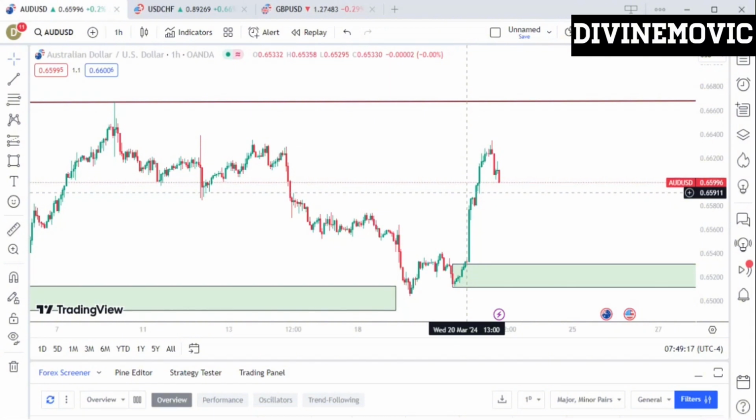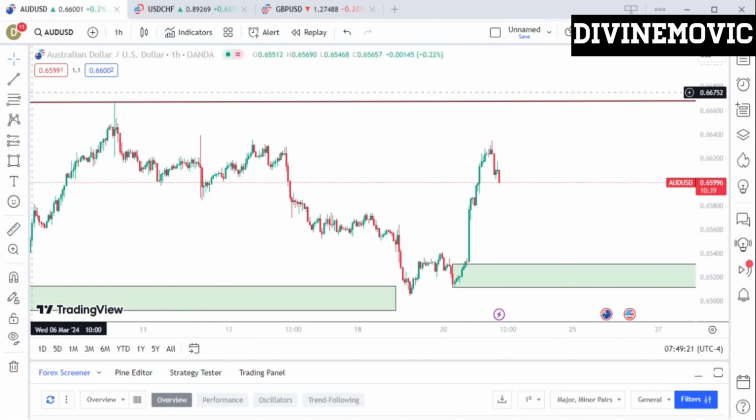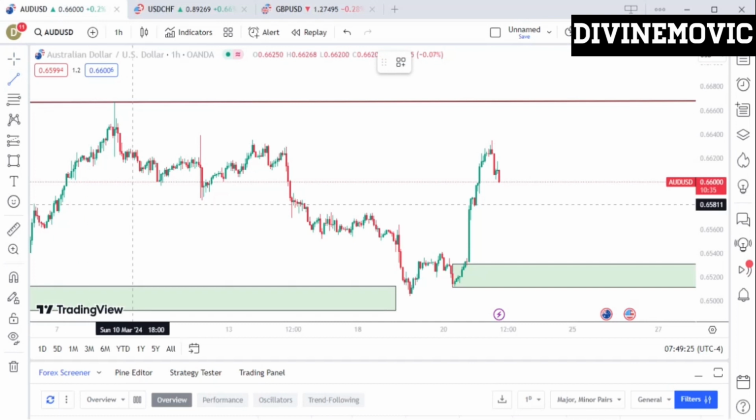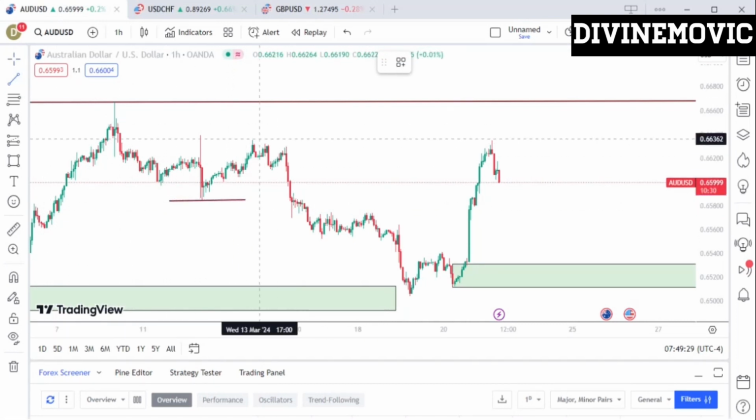Now, when price got to this key level here, what I can clearly see is that price was giving us a series of lower lows and lower highs. This is the lower high, and here is the lower low. This is the lower high.